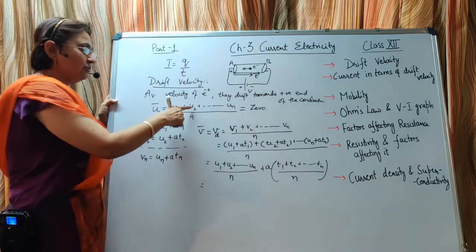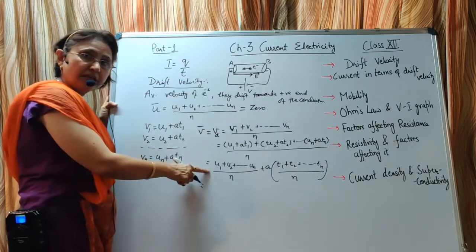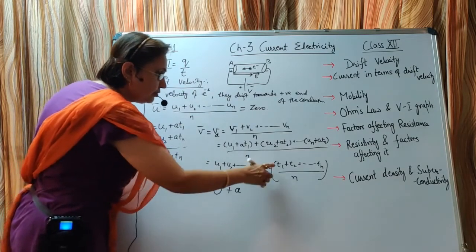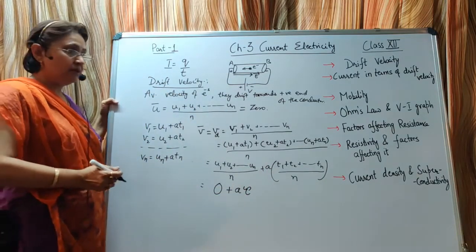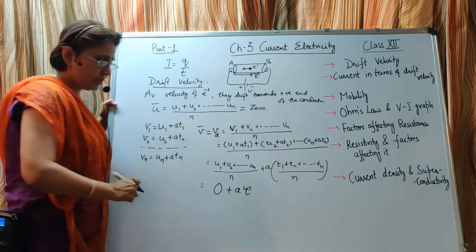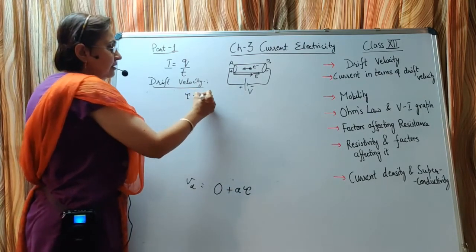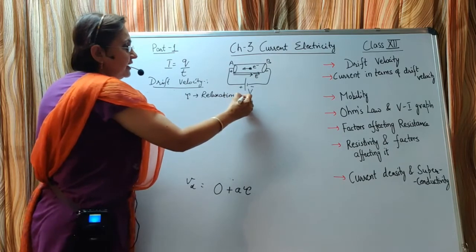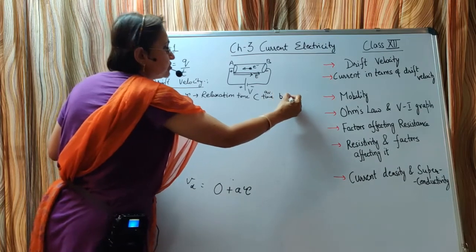Okay, now as we know, the average of all the initial velocities, when the electric field is not set up and the electrons are in random motion, is 0, plus A into tau, which is called the relaxation time. It is defined as the average time between two successive collisions. Here tau is the relaxation time, that is, the average time between two successive collisions.